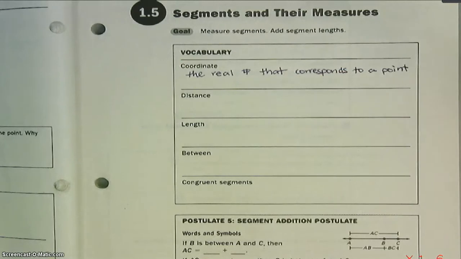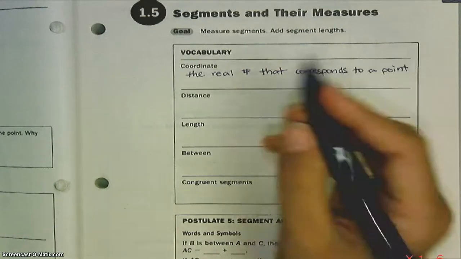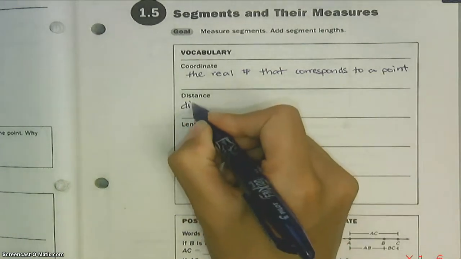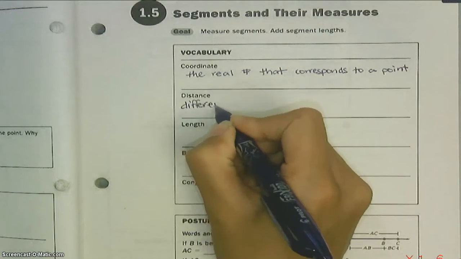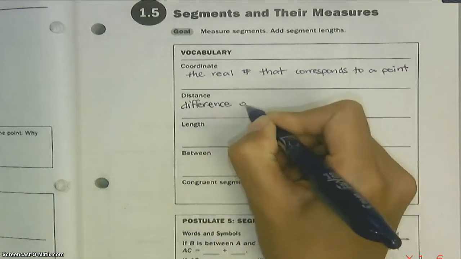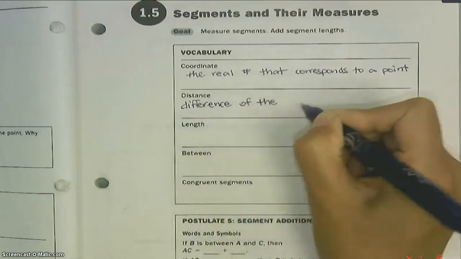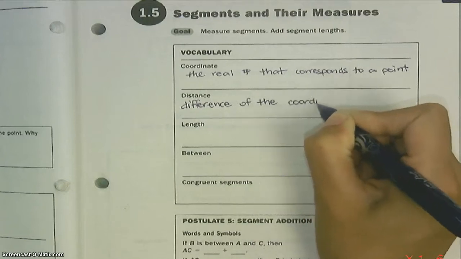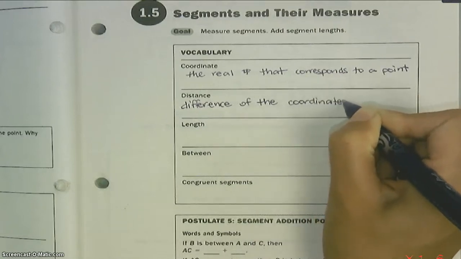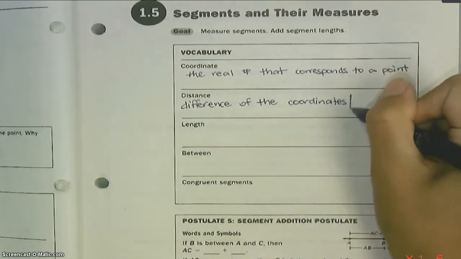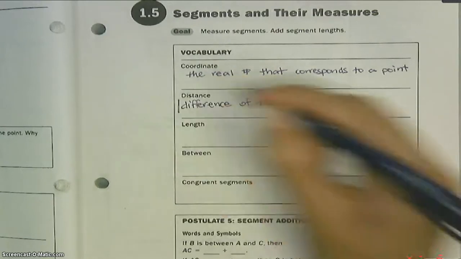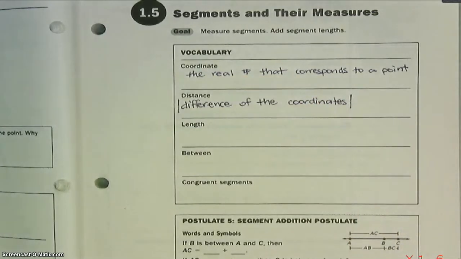Distance. You've definitely heard the word distance before, right? It's how far you've traveled. In this case, we're going to call it the difference between the coordinates, or difference of the coordinates. And I'll explain this in one moment. Also, we're going to put the absolute value sign around this because distance always has to be positive.